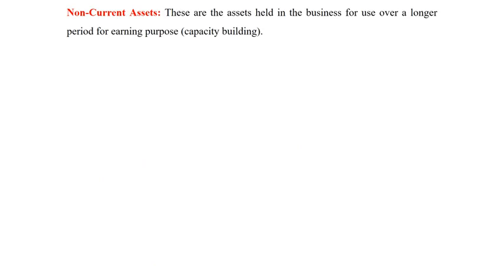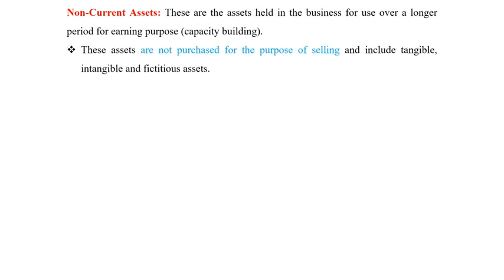Let us also understand what are all non-current assets and non-current liabilities. Non-current assets are the assets held in the business for use by the business over a longer period for earning purpose. They are held by the concern for building the production capacity, building the earning capacity. These assets are not purchased for resale and include tangible, intangible and fictitious assets.